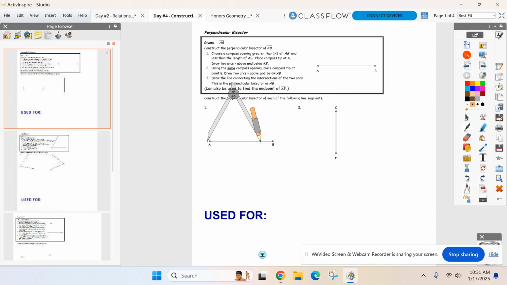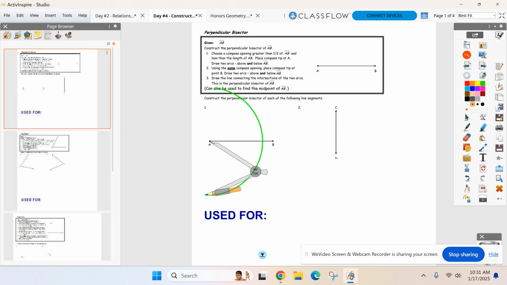I take my compass, put it on one of the endpoints. We open our compass up more than half the length of that line segment we are drawing a perpendicular bisector for. And we want about a half circle size arc here. All right, a half circle size arc. Boom.